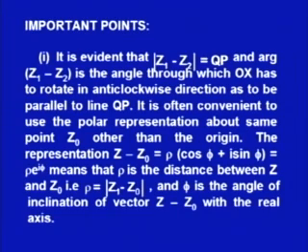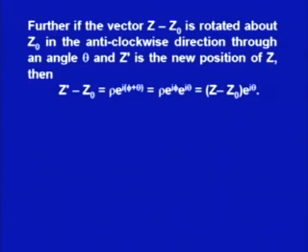It is often convenient to use the polar representation about a point z0 other than the origin. The representation z minus z0 equal to rho into cosine phi plus i sin phi, or rho into e to the power i phi, means that rho is the distance between z and z0, that is rho is equal to modulus of z minus z0, and phi is the angle of inclination of vector z minus z0 with the real axis.